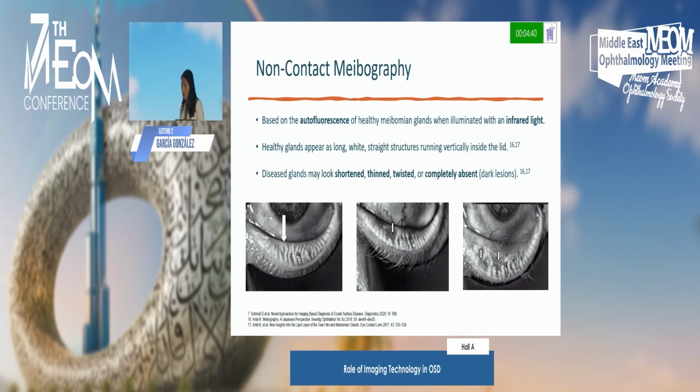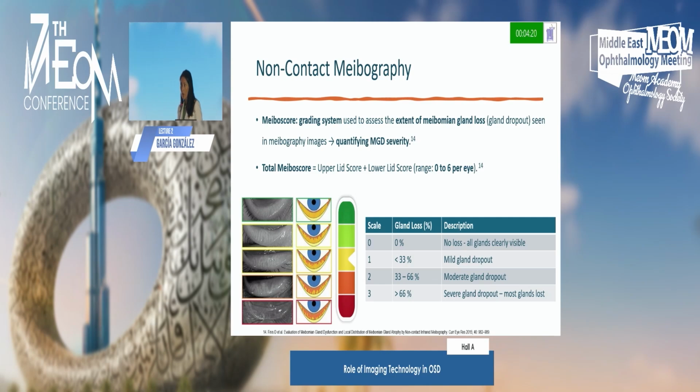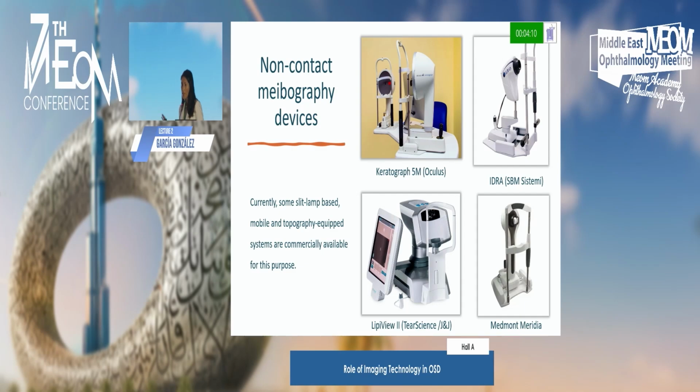We also have non-contact meibography, which is based on the autofluorescence of the healthy meibomian glands when they are illuminated with an infrared light. The healthy glands appear as long, wide, straight structures running vertically inside the lid. In contrast, the diseased glands may look shortened, thin, twisted, or even completely absent. With non-contact meibography, we can obtain a meiboscore, which is a grading system that permits us to quantify the meibomian gland dysfunction severity. Currently, some devices, for example, the keratograph or the LipiView 2, are commercially available for this purpose.